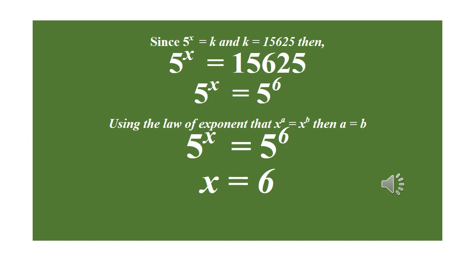Now, since 5 raised to power x equals K, and K equals 15,625, then we can equate 5 raised to power x equals 15,625. So, if you simplify 15,625, then you have 5 raised to power 6. So, 5 raised to power 6 is the same thing as 15,625. Now, if you equate 5 raised to power x to 5 raised to power 6, that is 5 raised to power x equals 5 raised to power 6. Since they have the same base, the base cancels out according to the law of exponent. When you have x raised to power a equals x raised to power b, the x cancels x, we have a equals b. So here we have x equals 6. That's the first value of x.